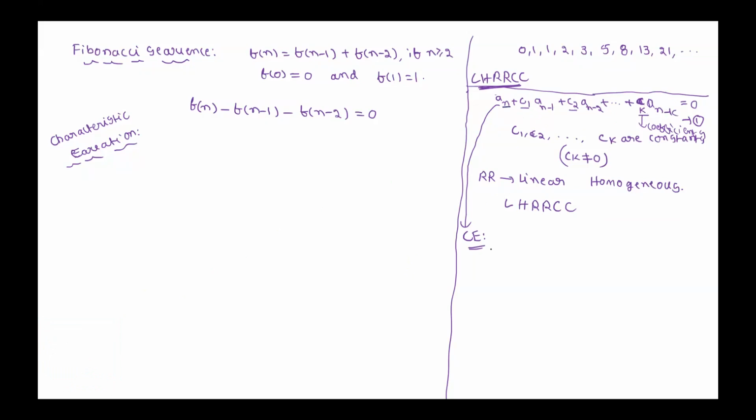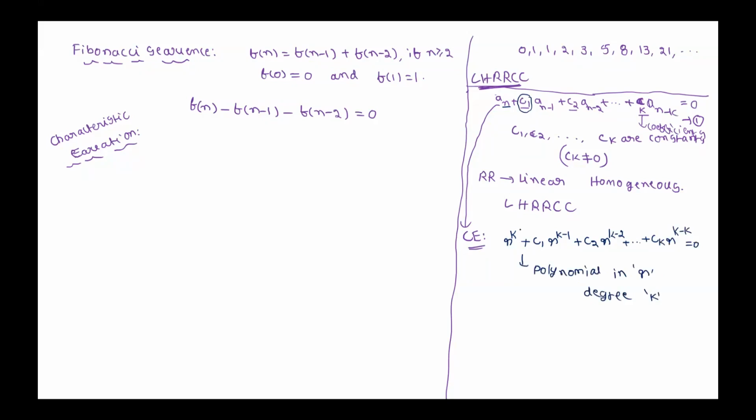So we will get a polynomial in some value, say r. It is r power k minus c1 into r power k minus 1, plus c2 into r power k minus 2, and so on, plus ck into r power k minus k, equal to 0. This is a polynomial in r whose degree is k.